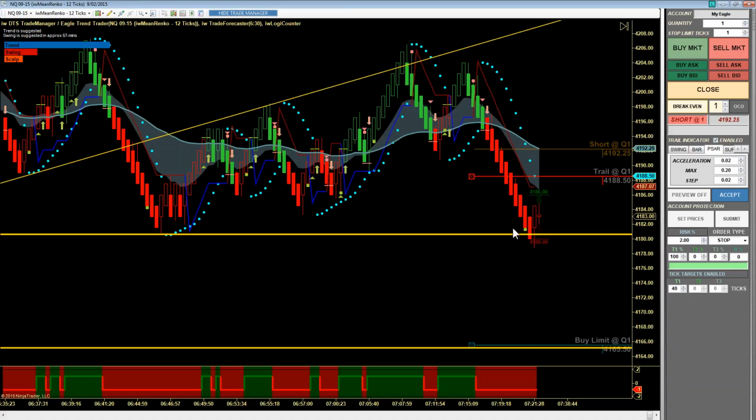The thing is, too, with these tools, with our high probability profit targets, once we hit those high probability targets, it's not unusual to see the market make some sort of reaction. Just keeping an eye on the clock, too, for the crude inventory.